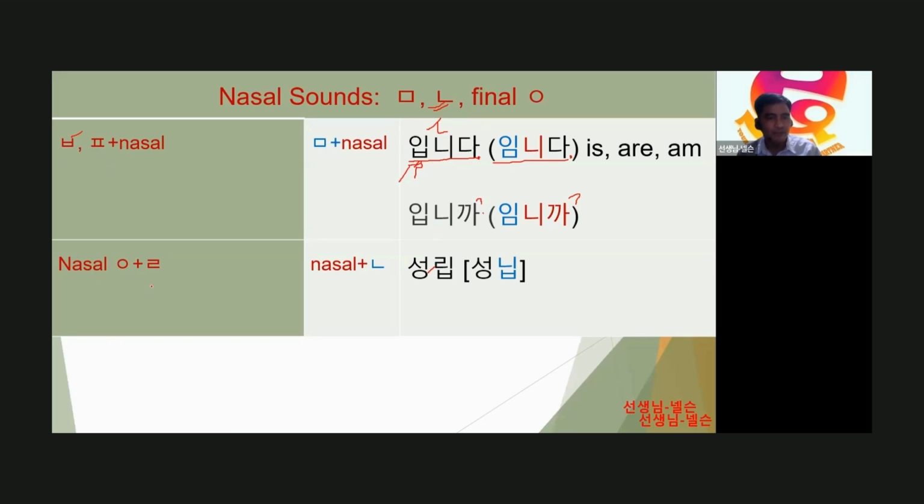Now this one, the one with real. Once they follow one another, real will become neon. That is called nasal plus neon. Instead of songrim, the correct pronunciation is songnim. Or songnip, sorry. Instead of songrip, the correct pronunciation is songnip, since it has no neon following it.